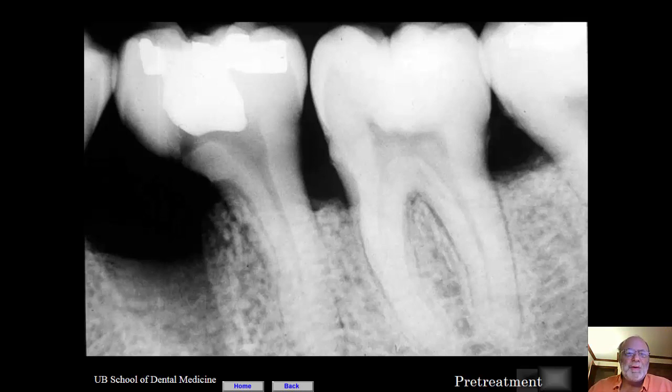Another situation that can happen after this type of procedure is done, root amputation of the vital tooth, is that the canals can calcify over time, and when endodontics becomes necessary, it becomes difficult to treat the tooth endodontically.